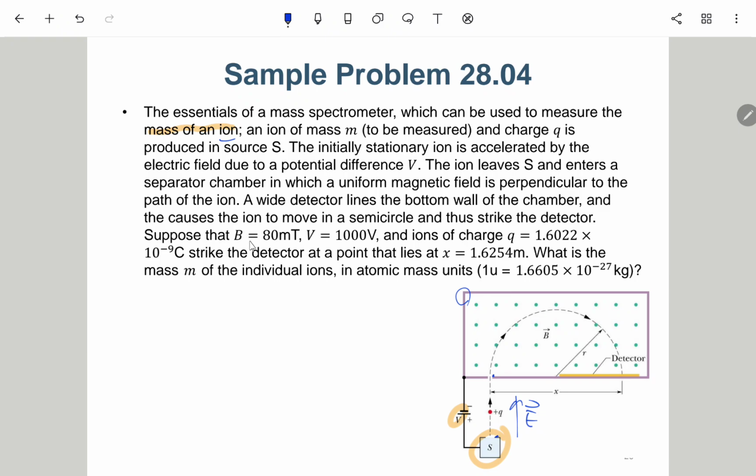Okay, suppose that B and V have these values, and an ion of charge q strikes the detector at a point that lies at x. x is from this hole to here. Okay, what is the mass m of the individual ions in atomic mass units? Okay, so 1 u is this many kilograms. Okay, so this mass is actually the mass of a proton, or roughly a neutron. 就是一个质子的质量，它叫做一个 u.